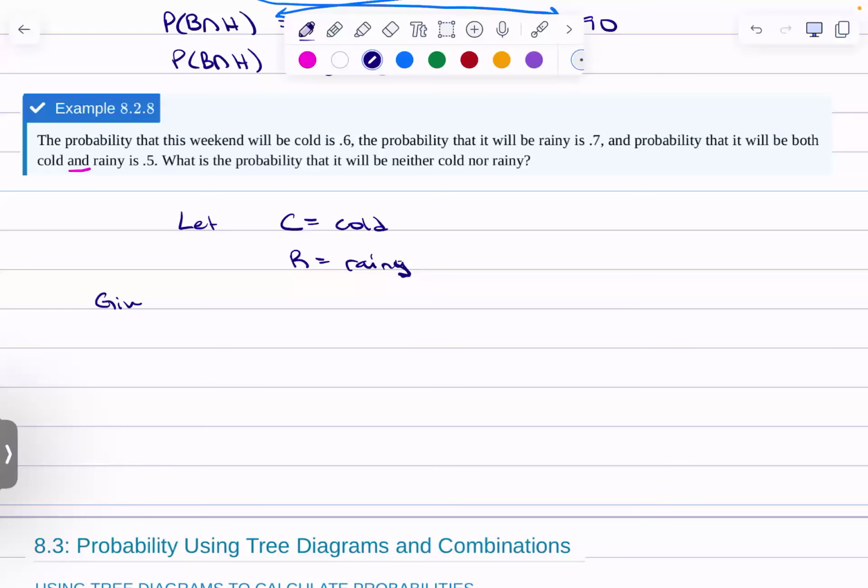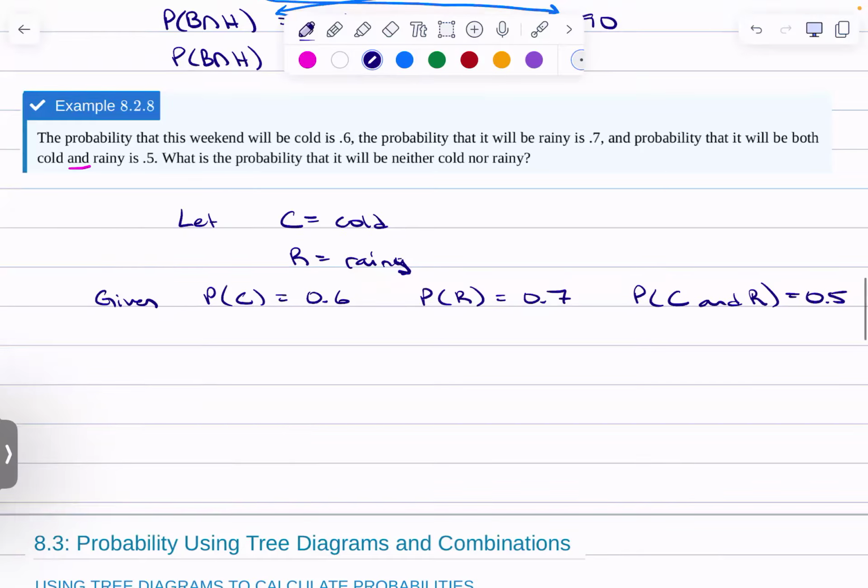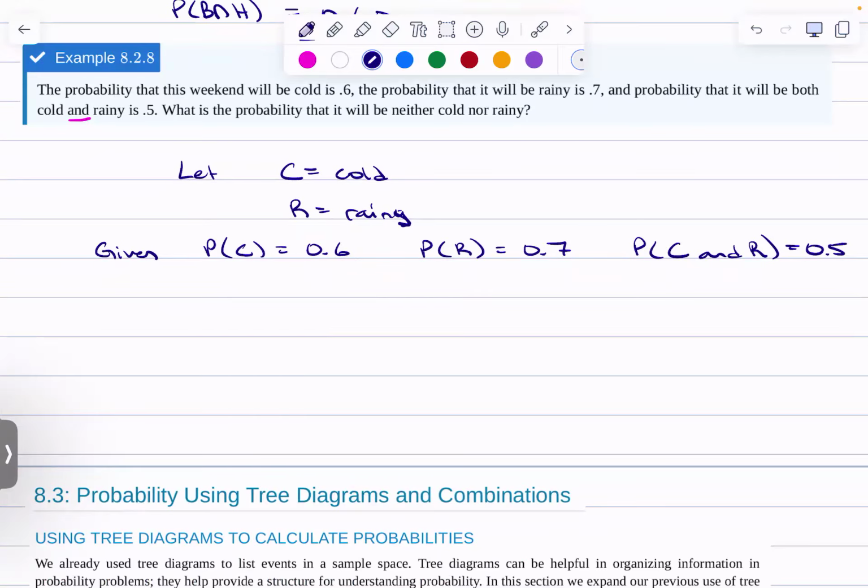And we're given the probability that it's cold is 0.6, and the probability that it's rainy is 0.7, and the probability of cold and rainy is 0.5. We want to find the probability that it's neither cold nor rainy. Now, it does require a little trick, which would be on your formula sheet if you had to do it on the final exam, which means you don't have to do it. So I'm just going to give it to you.